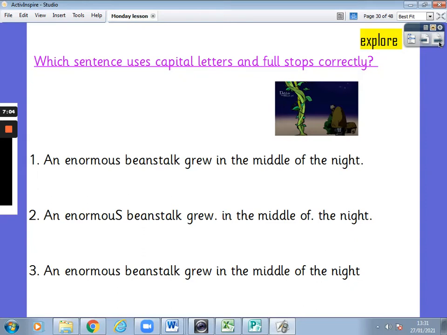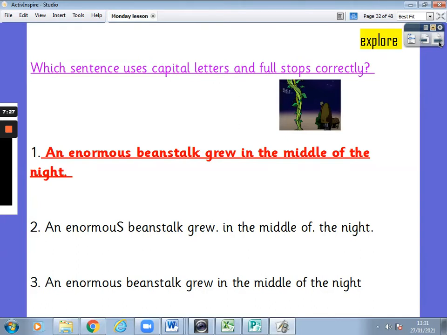Let's have another go. Let's read those 3 sentences. An enormous beanstalk grew in the middle of the night. Number 2, an enormous beanstalk grew in the middle of the night. Number 3, an enormous beanstalk grew in the middle of the night. Pause the video and have a think. Is it 1, 2, or 3? That's right, it's number 1.